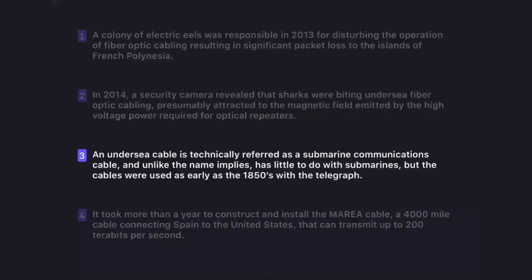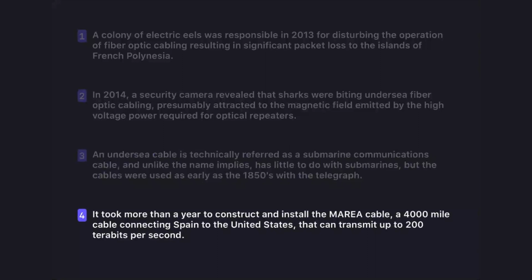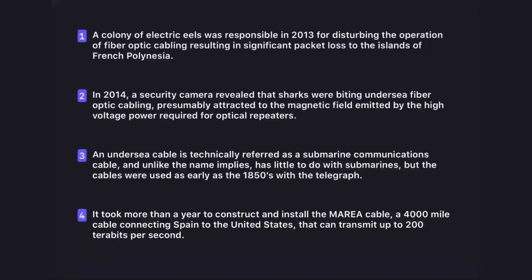Statement number 3. An undersea cable is technically referred to as a submarine communications cable, and unlike the name implies, has little to do with submarines, but the cables were used as early as the 1850s with the telegraph. And statement number 4. It took more than a year to construct and install the MAREA cable, a 4,000-mile cable connecting Spain to the United States that can transmit up to 200 terabits per second. So those are 4 statements for today.